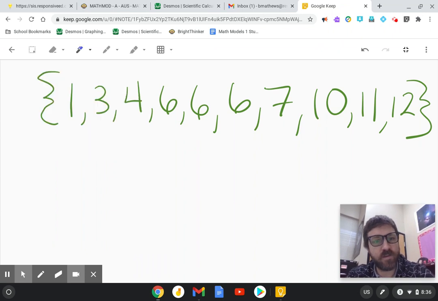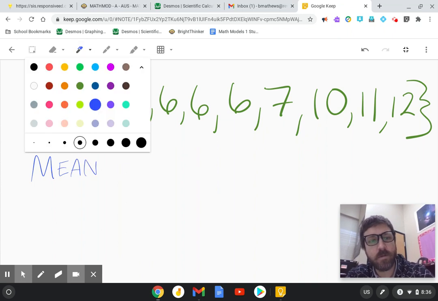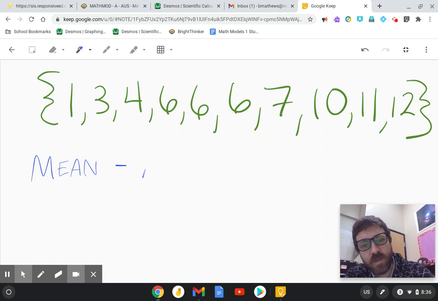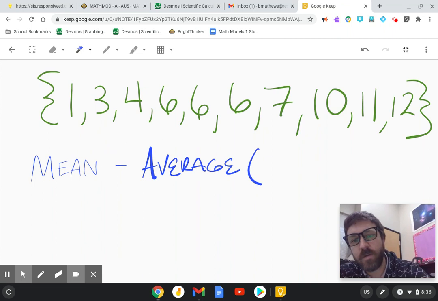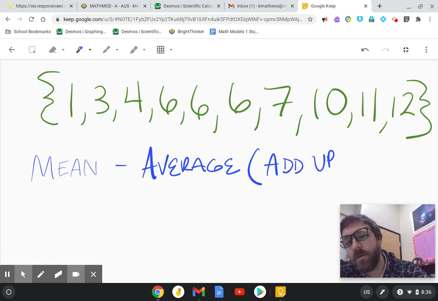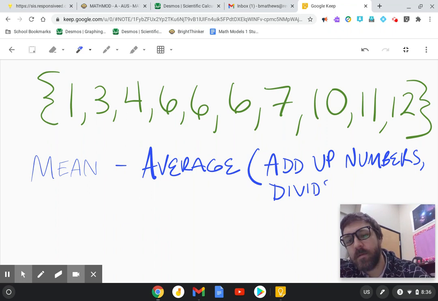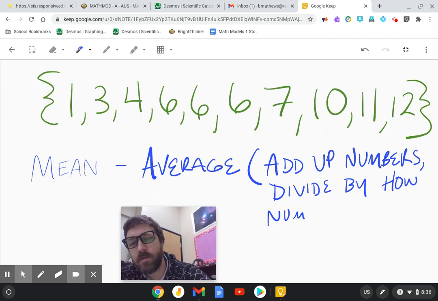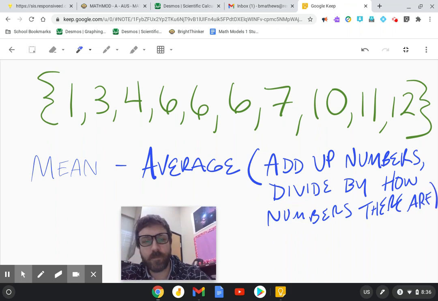And I'll define each of these as we go. So the mean is really the average. And to find the average, we add up the numbers and then divide by how many there are. All right, so that's how we do the mean.